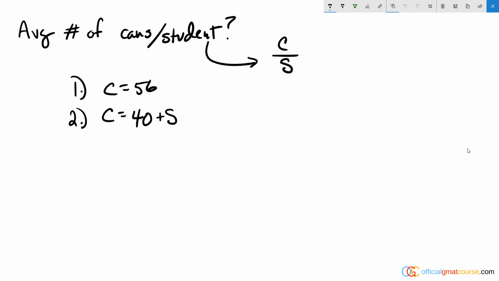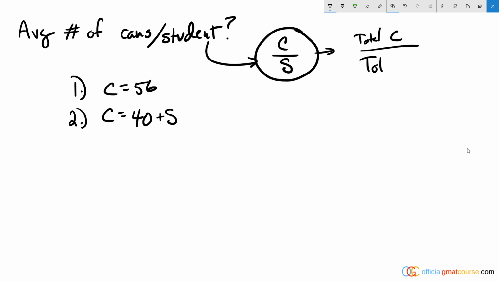Right, so we have a question dealing with a ratio and average. What we're being told here is that there was a certain number of cans donated, and we're asked to find the average number of cans donated per student. So cans per student, I'm representing as C over S.